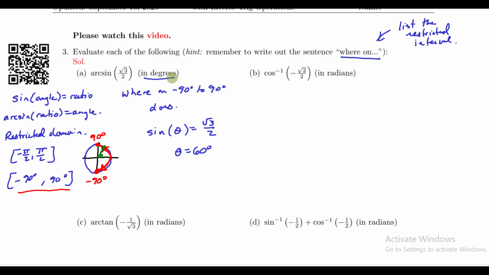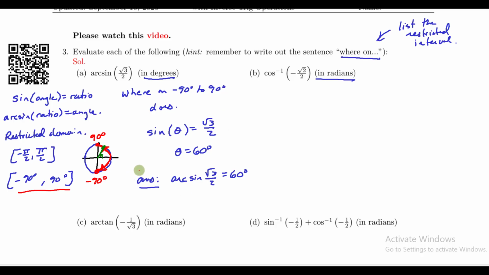Notice we're doing this in degrees. By the way, for inverse trig functions, I'm supposed to always specify whether we're in degrees or radians. If I don't specify, then I guess you should assume that I'm in radians, but it really would be polite if I specified. Okay. So I want to point out that the answer to this question is that the arc sine of the square root of 3 over 2 equals 60 degrees.